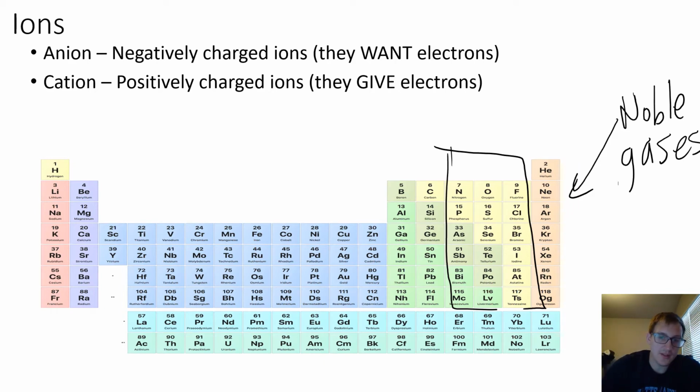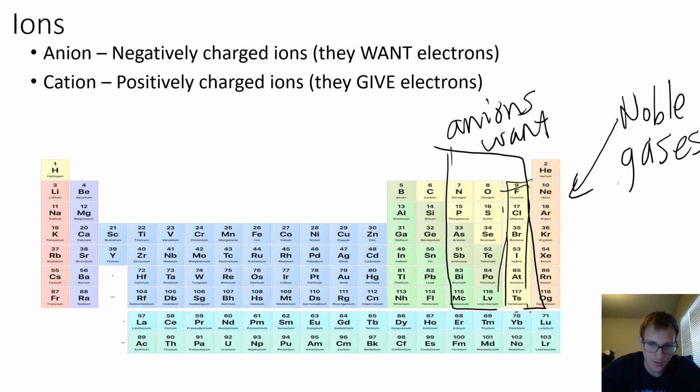Okay, so things on this side, they want electrons, mostly because of their outer shells. So for example, this one, what we need is one electron. So we need one negative in order to become full. And again, when we talk more about bonding, this will make even more sense.